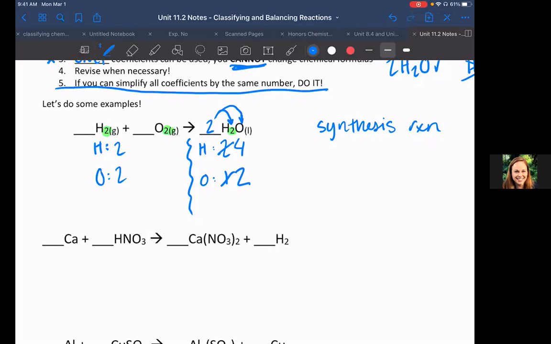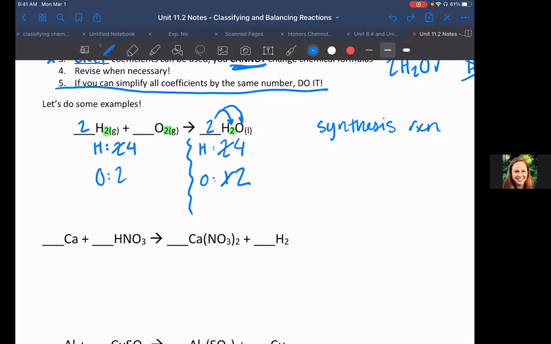Now our oxygens are good, but our hydrogens aren't balanced. So what we're going to do is find our hydrogen containing species. What times 2 will get us to 4? That's just 2. And so we just need that coefficient of 2 out in front, and we are all balanced. Now you can write a 1 in front of O2, but you don't have to, because if you don't write anything, it's just assumed that it's the coefficient of 1.